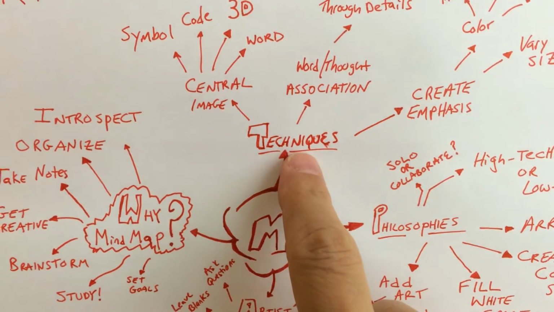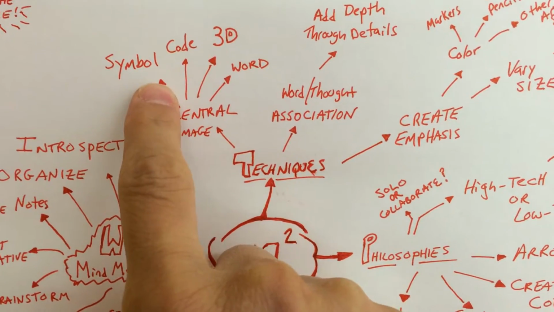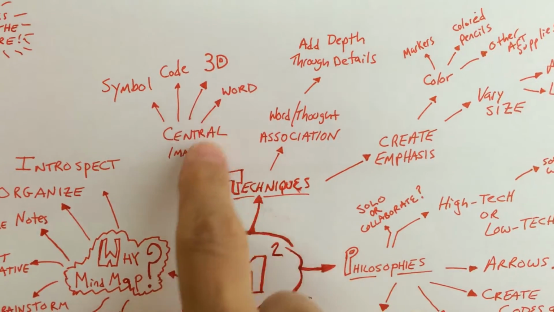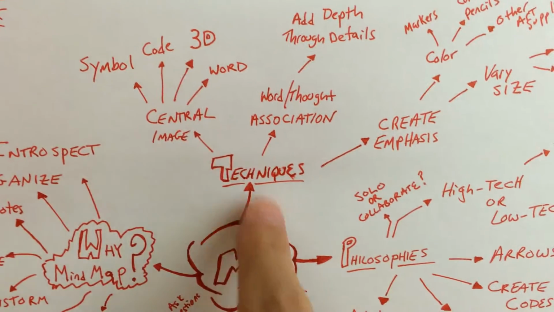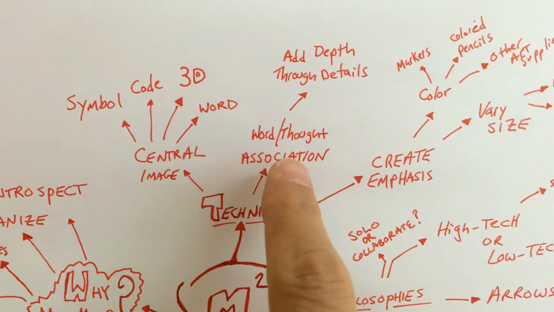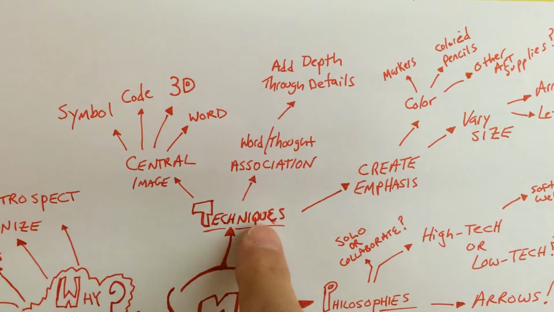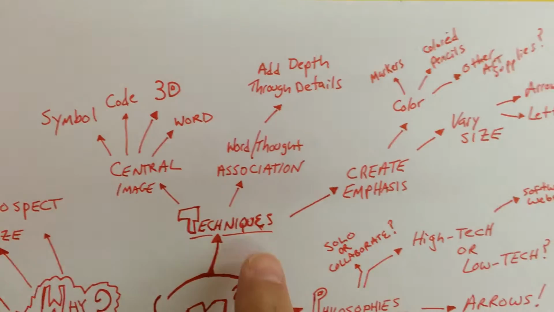Some of the techniques used by mind mappers with this central image are to make it a symbol, to make it a code, to draw it in 3D, or to make it a single word. These are all about the shortcuts that the brain uses when processing ideas. Then, create a word or thought association and continue adding depth through details. It's always about going from one step to another and adding branches and adding details.